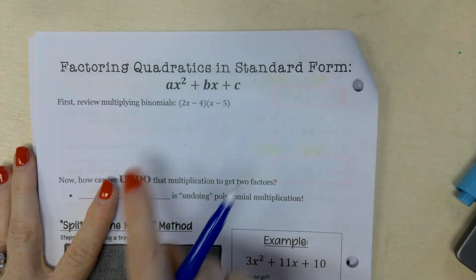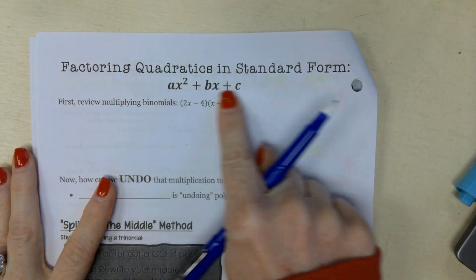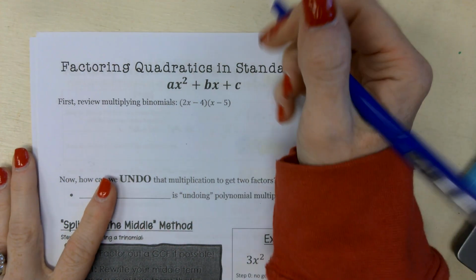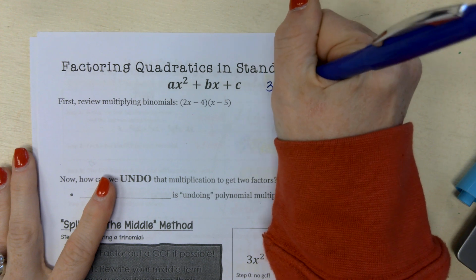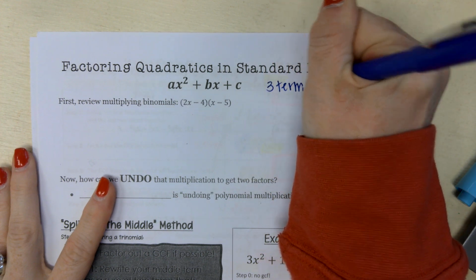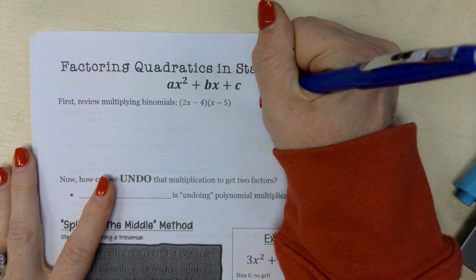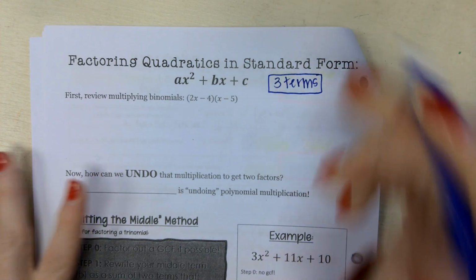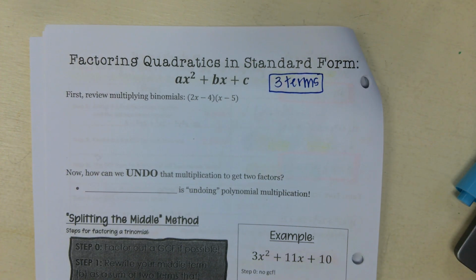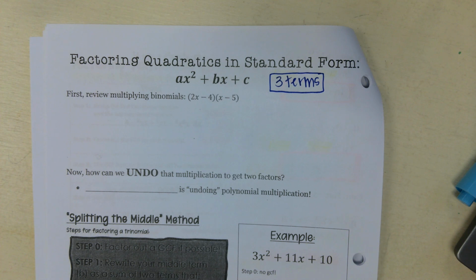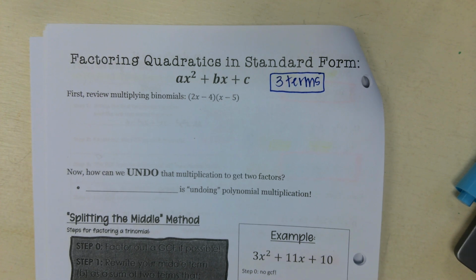Today, for factoring quadratics, we are going to look at trinomials, okay? This is when I have 3 terms. We've talked about when we have 4 terms. Now we're going to talk about when we have 3 terms. Before we do this, I want to review one more time multiplying our binomials out.